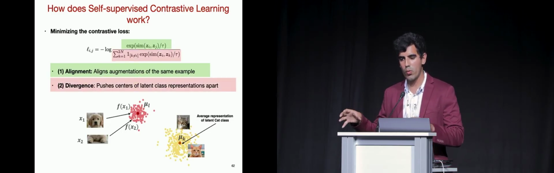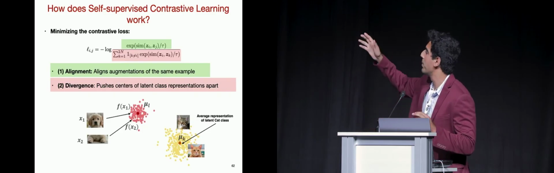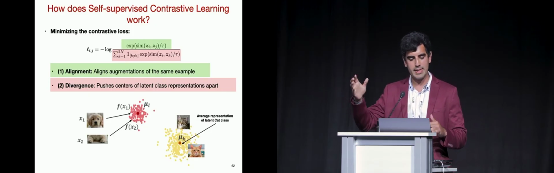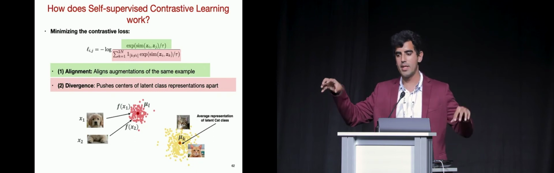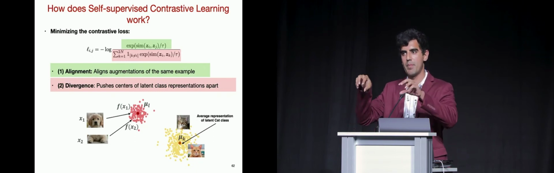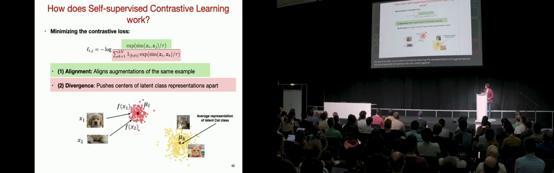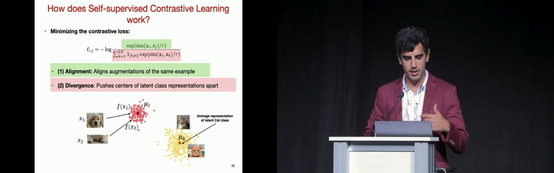So the way contrastive learning works, we can say it achieves two properties, and let's call these alignment and divergence. So the first property, which is alignment, simply refers to the fact that after you've done contrastive learning, the representations of augmentations of the same example are going to be very close together. So here I have a little animation for that. And the second idea is divergence, right? And let's understand this step by step.